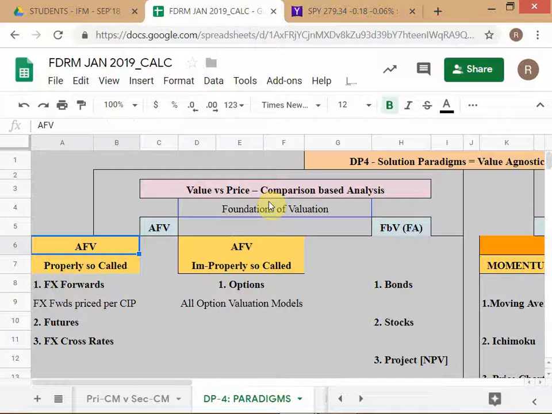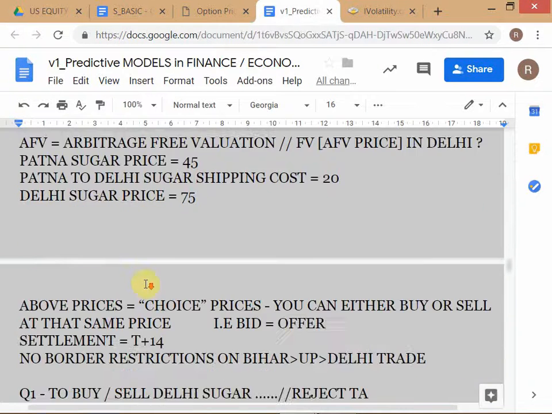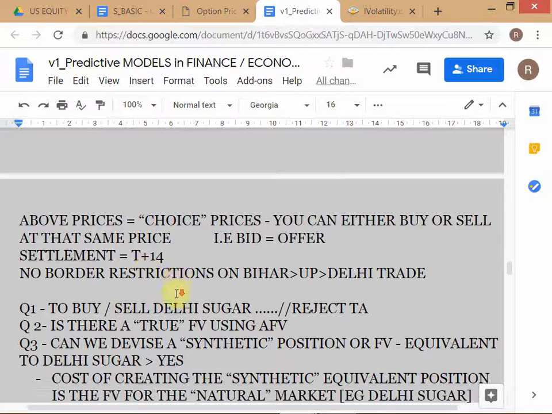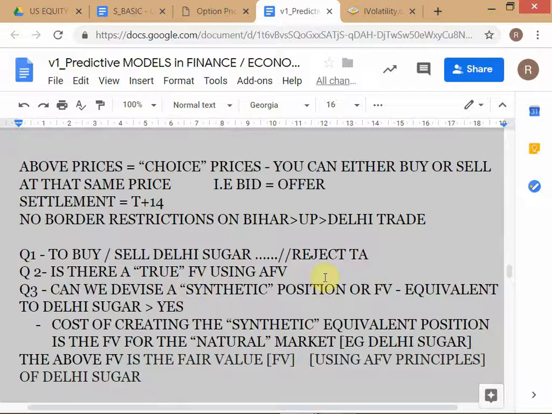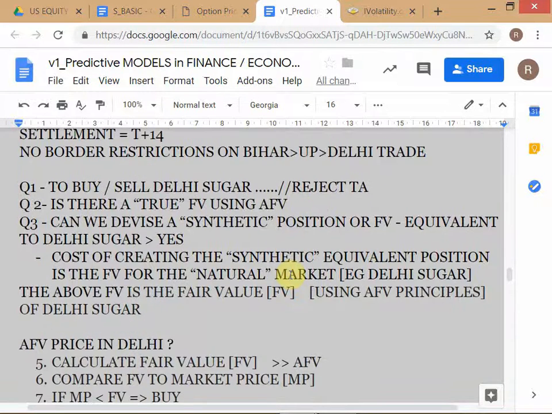Here what I'm telling you is always look to see if you can create a true AFB price. Is there a true AFB price that is available in the market that can be created? So what you're trying to see is, is there a true fair value using AFB? Later on we'll redefine this a little more clearly. So this is your question. Now how do you calculate that? How do you answer that question? Is there a true fair value using AFB?